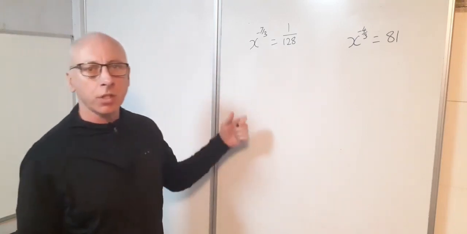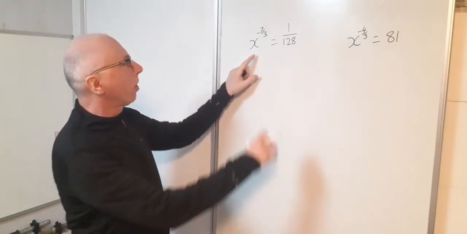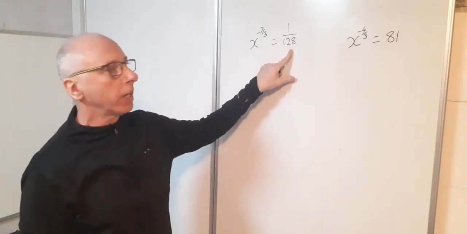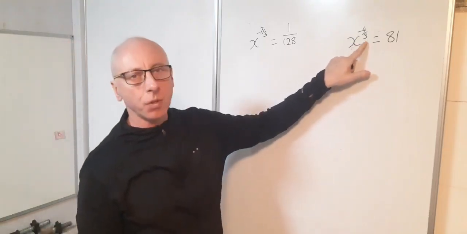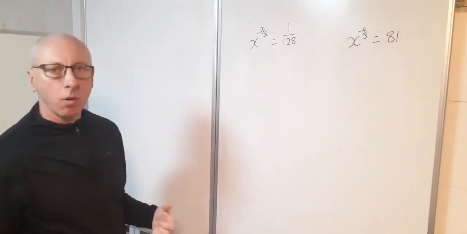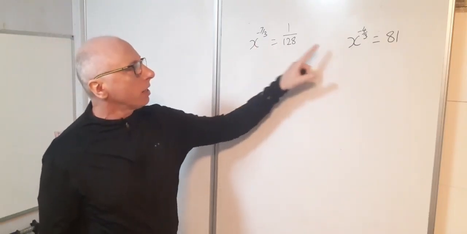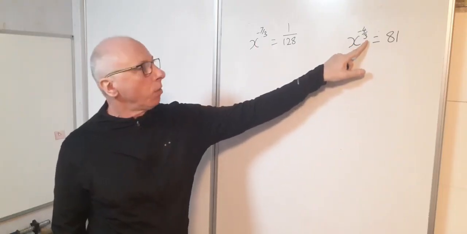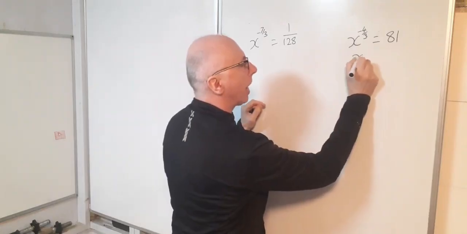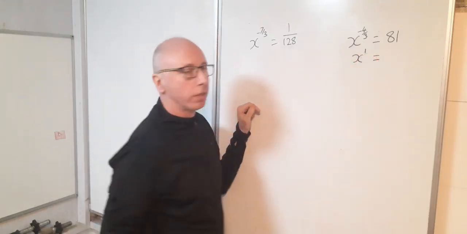So in this video we're going to solve these two fractional indice equations. We've got x to the minus 7 over 3 equals 1 over 128, and x to the minus 4/3 equals 81. So how do we go about solving that? As we've got negative fractional indices, what we're going to try and do is get our answers in the form of x equals. And x equals, that's x to the power of 1.